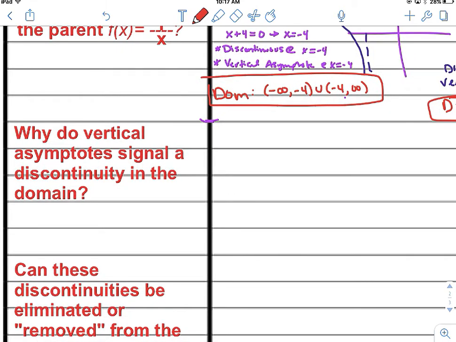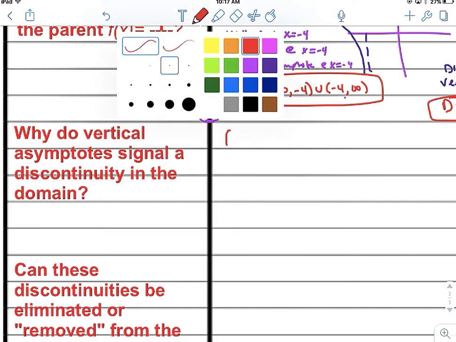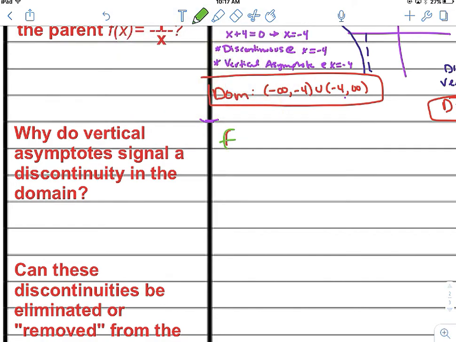All right, just a couple of questions. So why do vertical asymptotes signal a discontinuity in the domain? Well, this is pretty straightforward actually. If we consider the function y equals f of x, and let's just go to the parent 1 over x. Now here we have the discontinuity x equals 0. Well, if we take a 0 and we plug it in for x, we'll end up with 1 over 0.